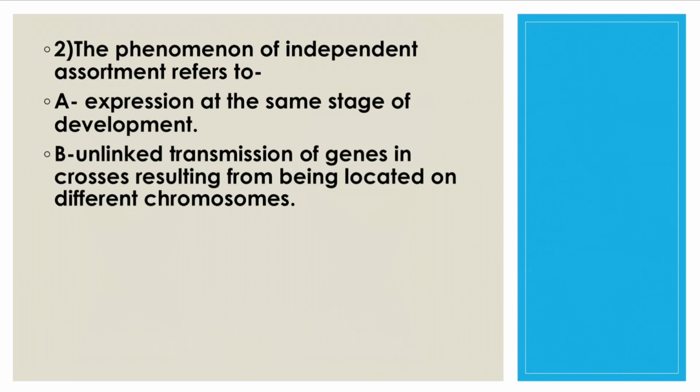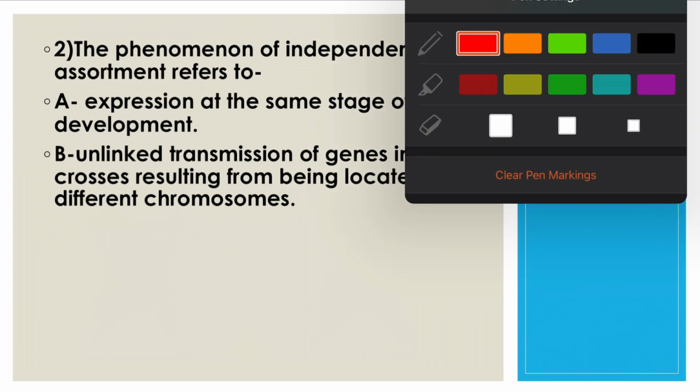Unlinked transmission of genes in crosses resulting from being located on different chromosomes. When Mendel conducted the dihybrid cross, he took two characters at one time, but these two characters were not located on the same chromosome. They were located on different chromosomes. That's why they transmitted independently of each other. One character was not affecting transmission of the other character. How? Let me explain to you.